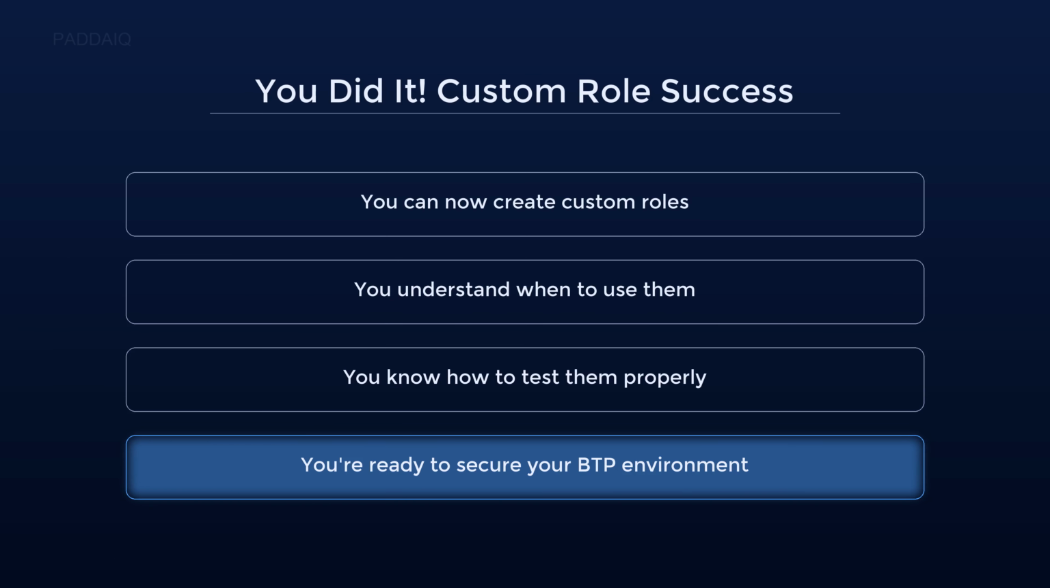You are ready to secure your BTP environment. This means you can now create custom roles to control exactly what users can access. For instance, you might create a role allowing finance users to only view, not modify, sensitive payment data. This foundational skill ensures your applications and data remain protected according to your specific business needs.